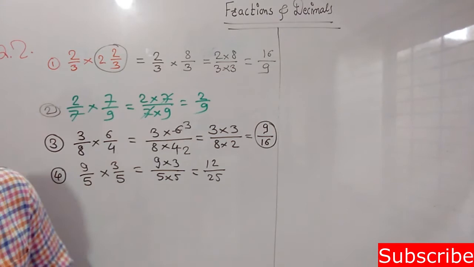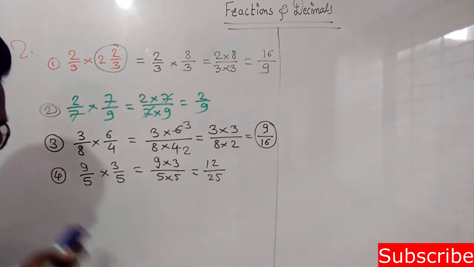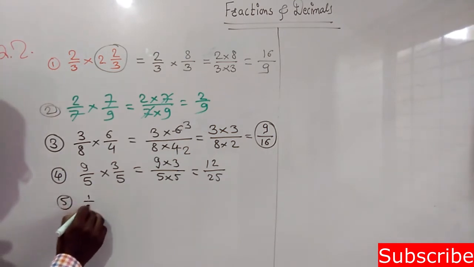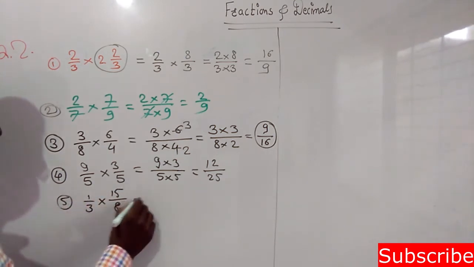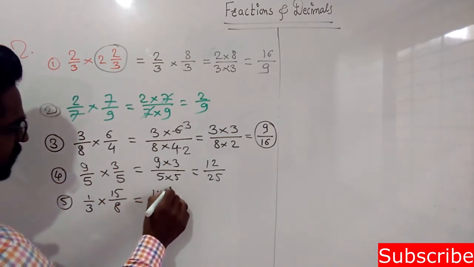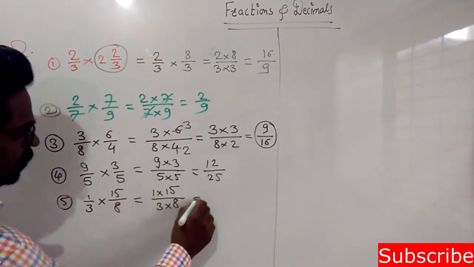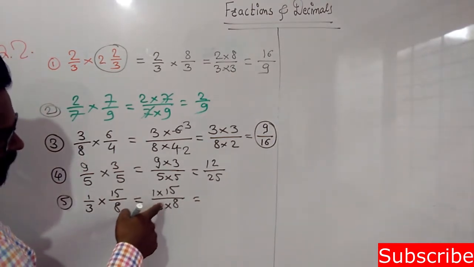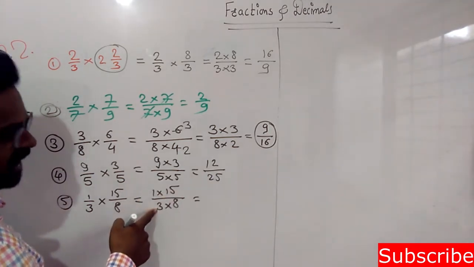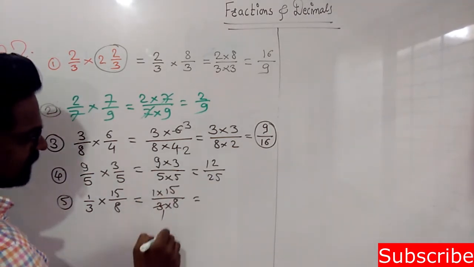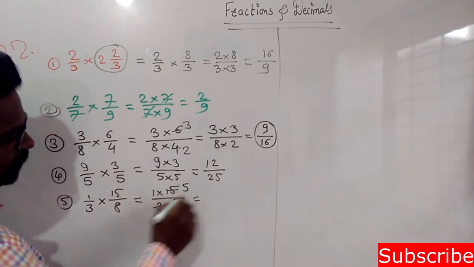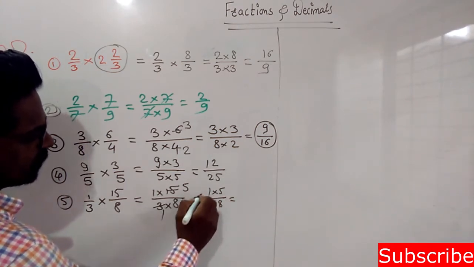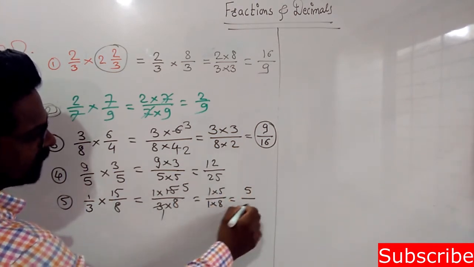Okay, fine. Then fifth one is there. What is that? 1 by 3 into 15 by 8. So it is equal to, can we write in this way? 1 into 15 divided by 3 into 8. Now is there any common factor between numerator and denominator? This 15 and 3, they have common factor, because 3 1s are 3, 3 5s are 15. So 1 into 5 divided by 1 into 8. So it is equal to 1 into 5 means 5 divided by 1 into 8 means 8.